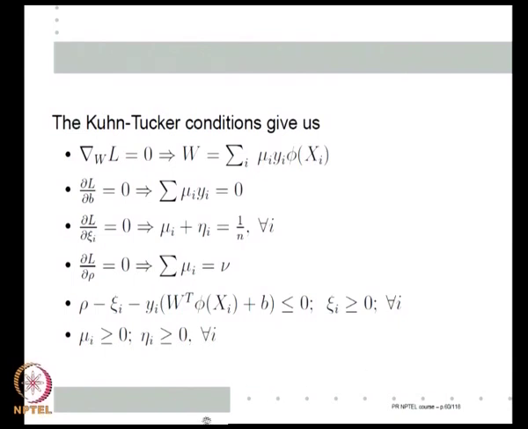Then the Lagrange multipliers for the inequality constraint should all be positive. Then I have the complementary slackness, because eta I is for the constraint J I greater than or equal to 0, eta I J I should be equal to 0. Similarly, mu I into this constraint should be equal to 0. These two are the complementary slackness conditions.